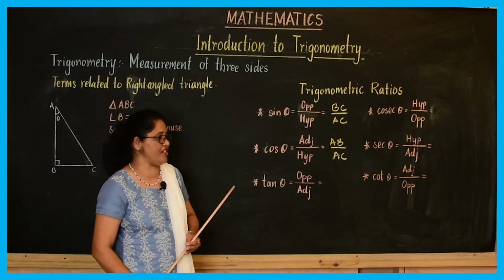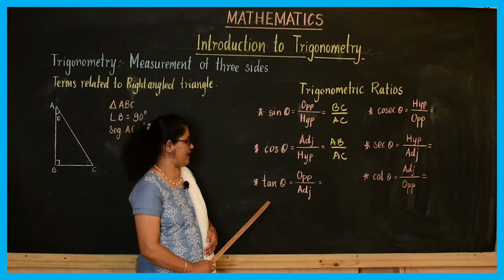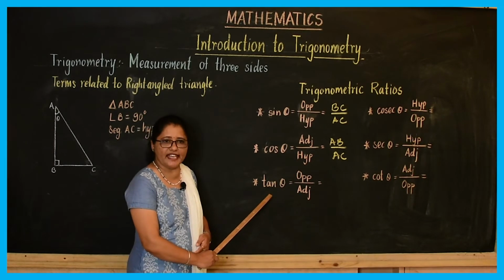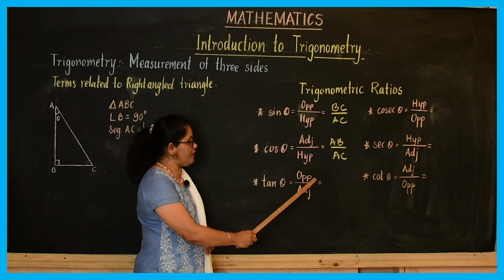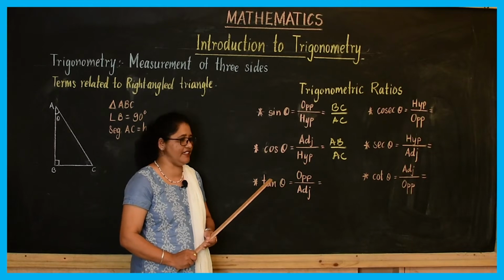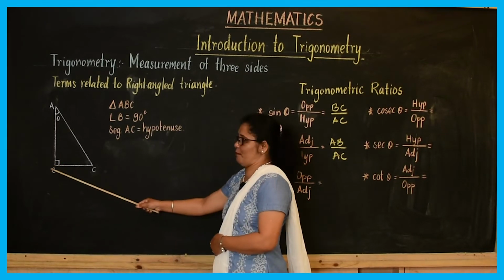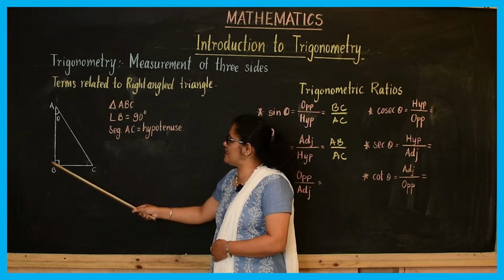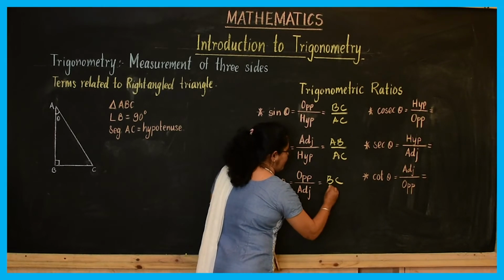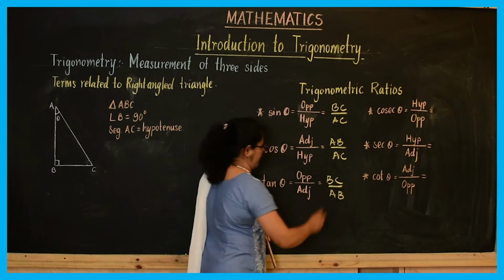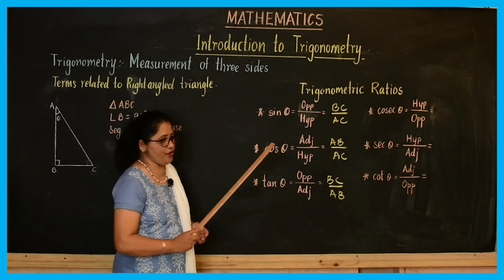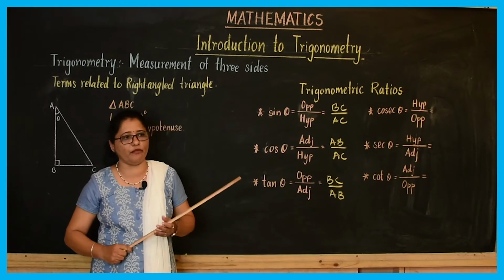The third trigonometric ratio is tangent of theta. The relation is given by tangent of theta, in short tan theta, which is the opposite side of angle theta upon the adjacent side of angle theta. Here the opposite side is BC and the adjacent side is AB. So we have it as BC upon AB. Basically these are the three trigonometric ratios from which we can derive the next trigonometric ratios.